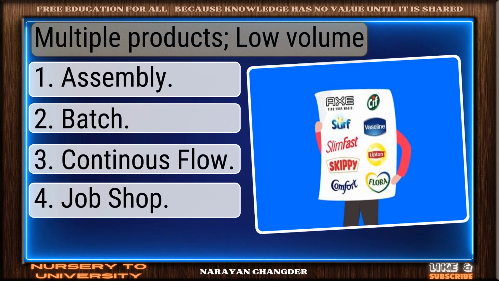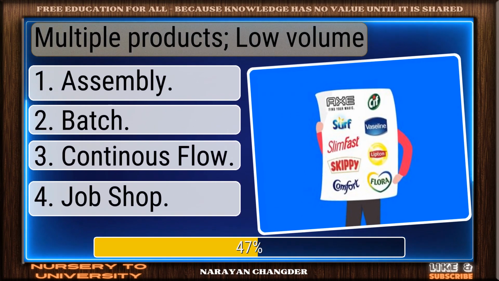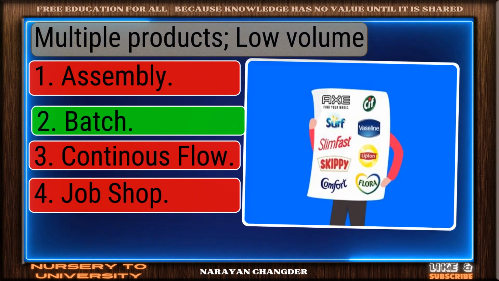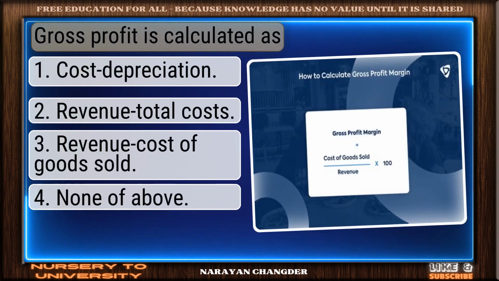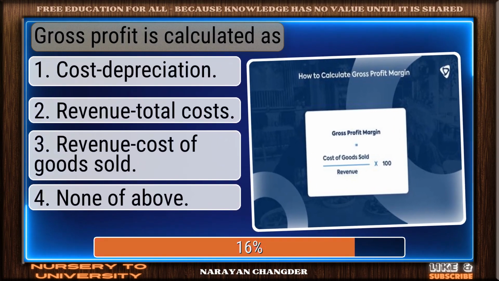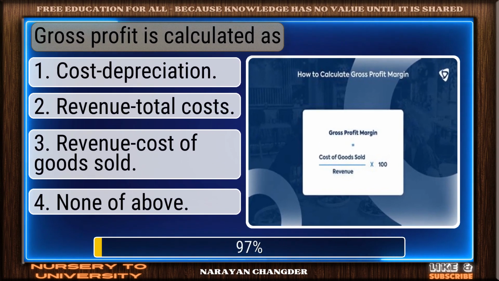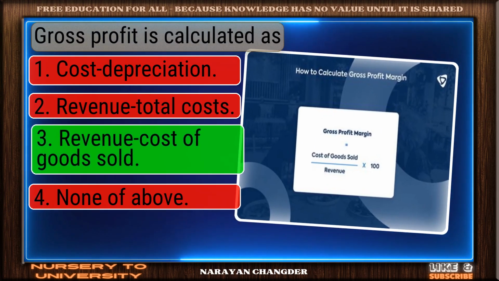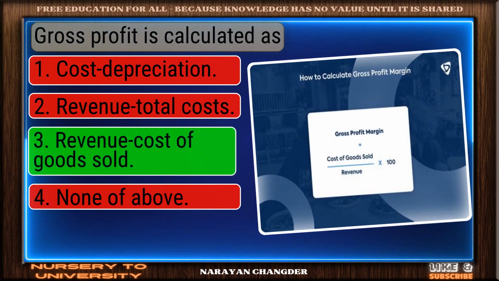Multiple products, low volume. Nicely done. Batch is a solid answer. Gross profit is calculated as. Good thinking. Revenue minus cost of goods sold is the right answer.